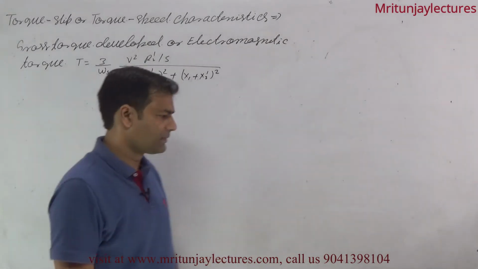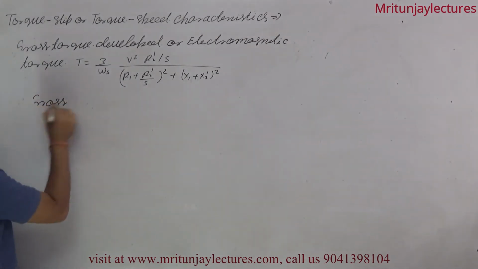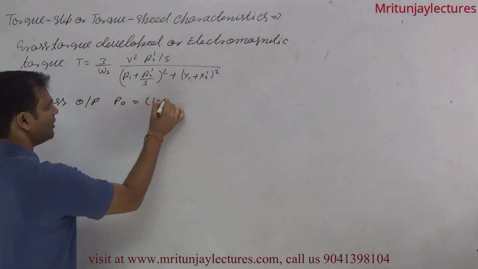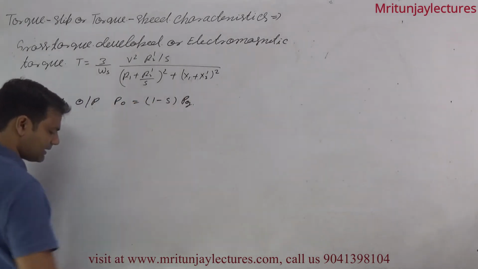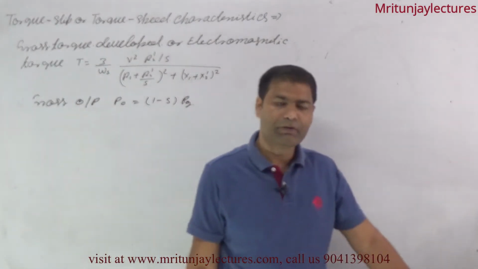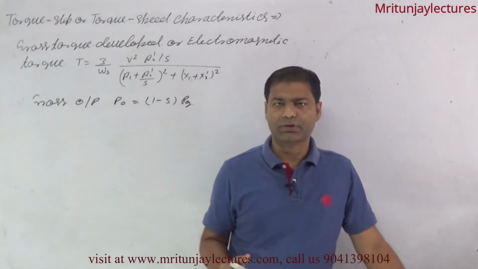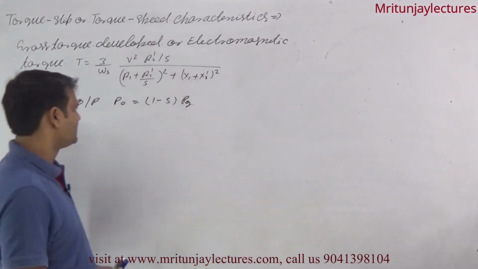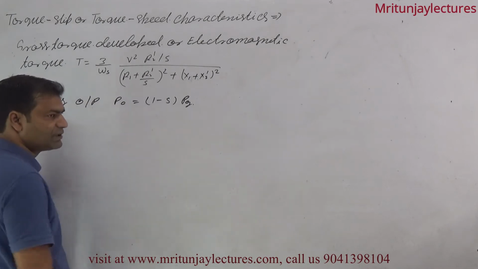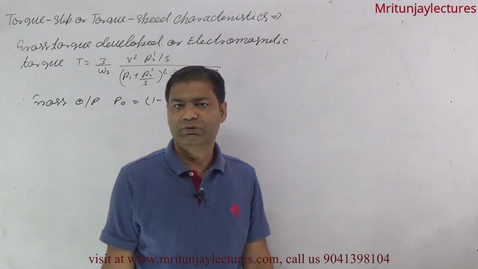it is clear. I know that, to remind, gross output power P0 is equal to 1 minus S into Pg. Pg is the air gap power. Air gap power is the power transferred from stator to rotor through the air gap. That is called air gap power. What about Pg? Pg is equal to 3 into I2 dash square into R2 dash by S.